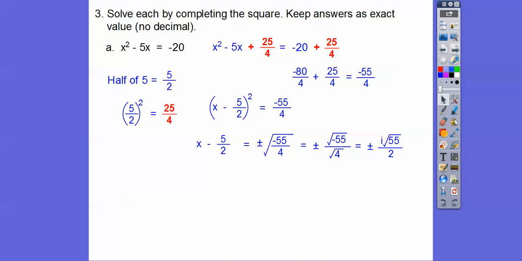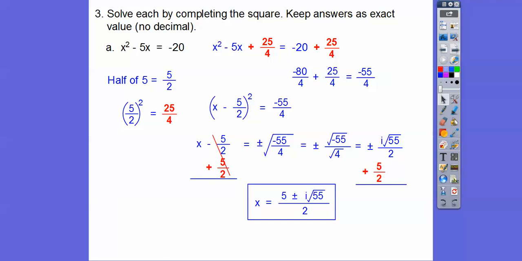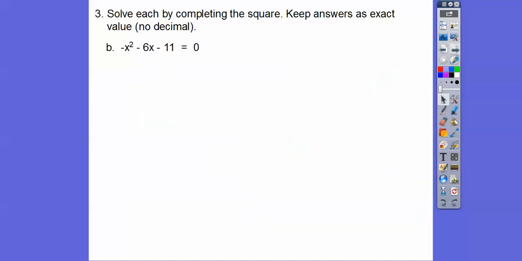So now I'm going to go ahead and add 5 halves over here. And so we get 5 halves plus or minus i root 55 over 2. They have a common denominator, so we can just say 5 plus or minus i root 55, all over 2. Isn't that a radical answer? Heck yeah. All right, here we go.